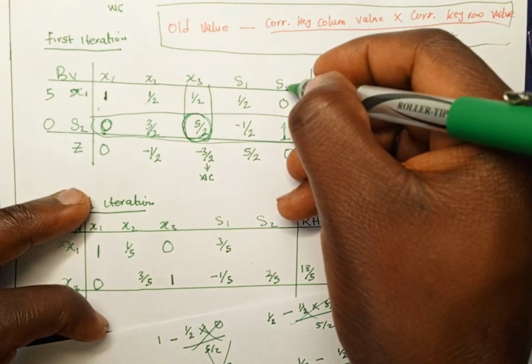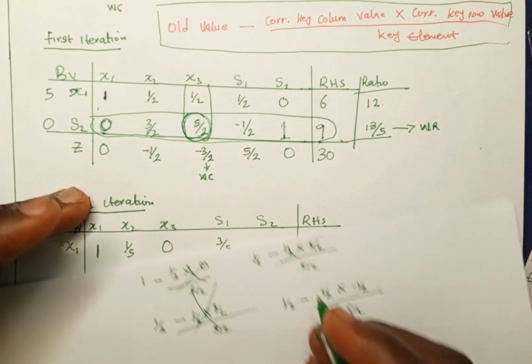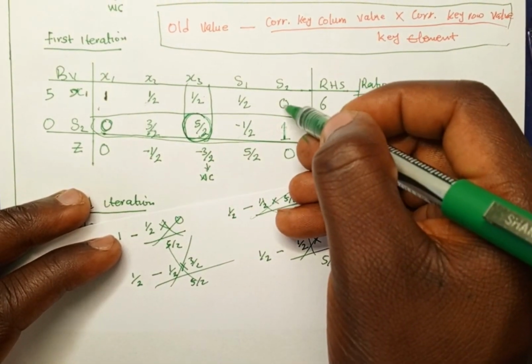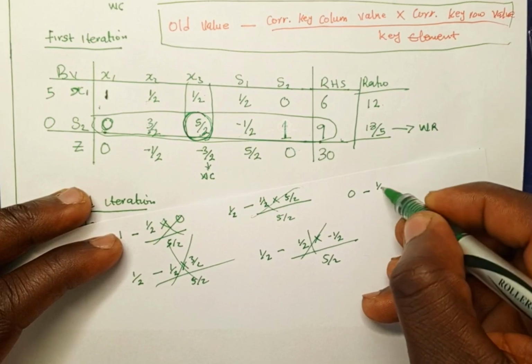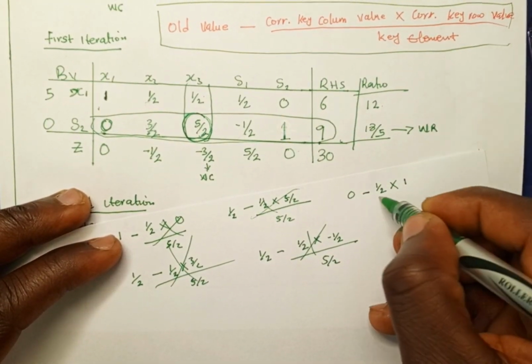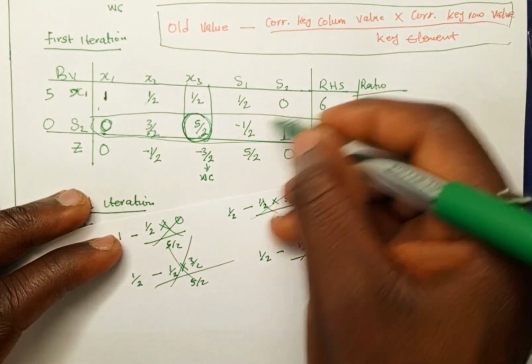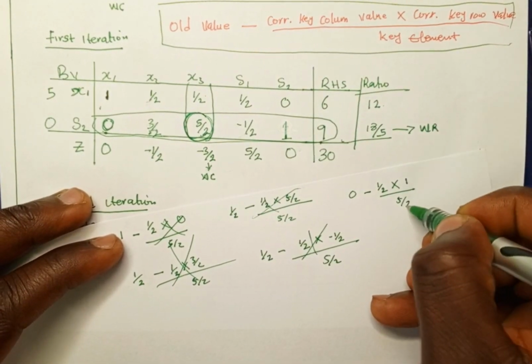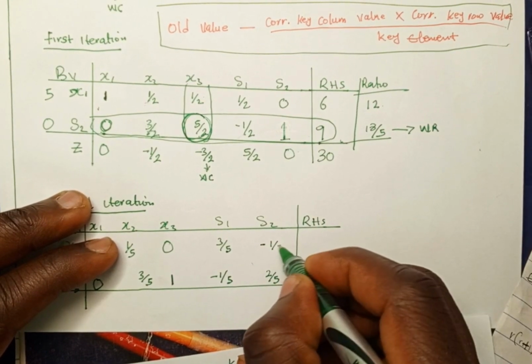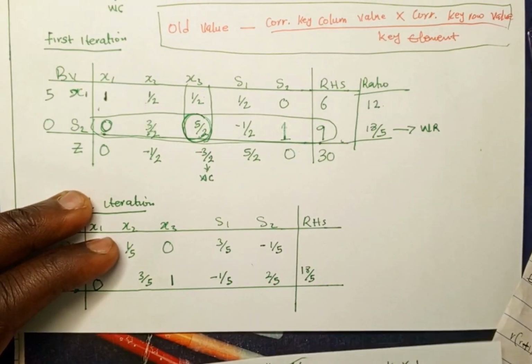Now we are on S2. The old element there is 0, so we are going to have 0 minus the corresponding key column value, 1/2, multiplied by the corresponding key row value, which is 1, then divided by the key element. The key element is 5/2. When you perform the operation, we're going to have -1/5.